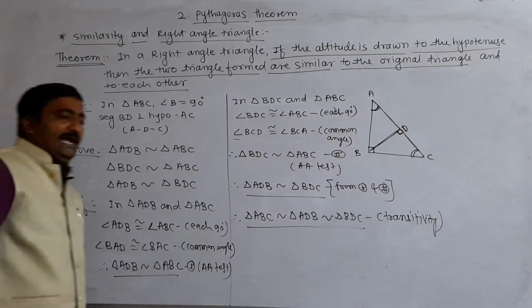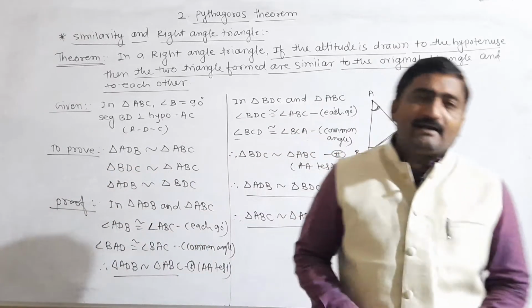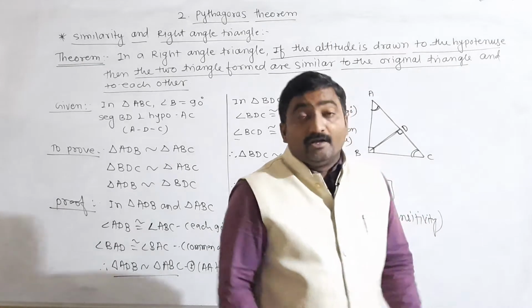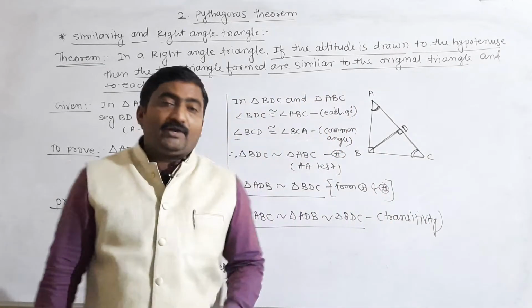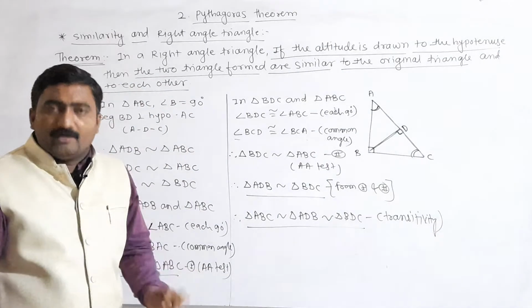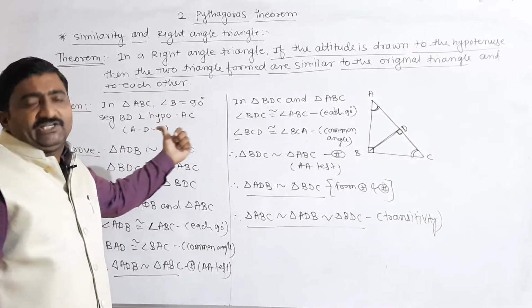So remember the similarity of right angle triangle: in a right angle triangle, if the altitude is drawn to the hypotenuse, then the two triangles formed are similar to the original triangle and similar to each other.